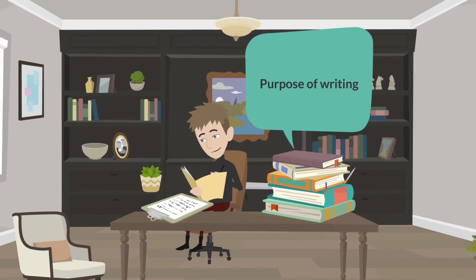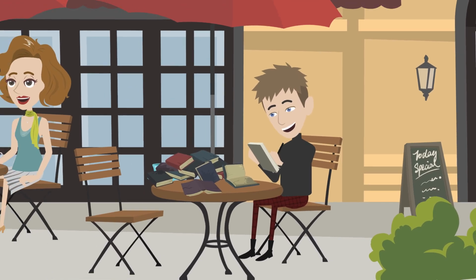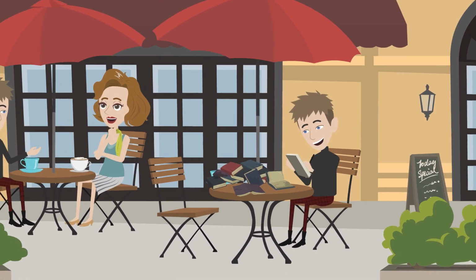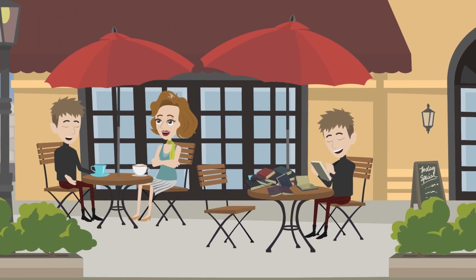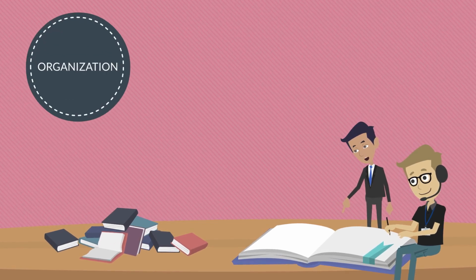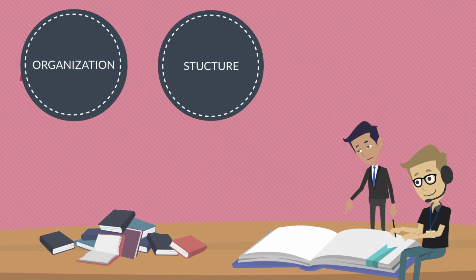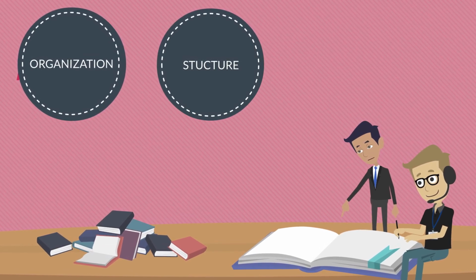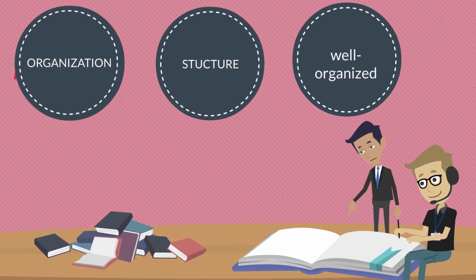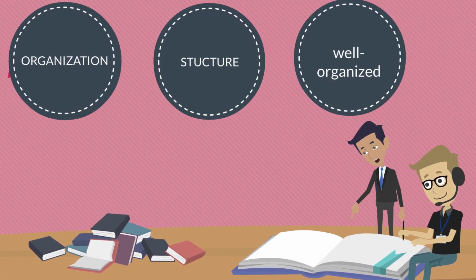What was the writer trying to accomplish with their writing? Who were they writing for? Understanding these factors will help you evaluate the writing more effectively. Next, consider the organization and structure of the writing. Does it have a clear introduction, body, and conclusion? Is it well organized and easy to follow? If the writing is disorganized or lacks structure, it may be difficult for the reader to follow the writer's ideas.